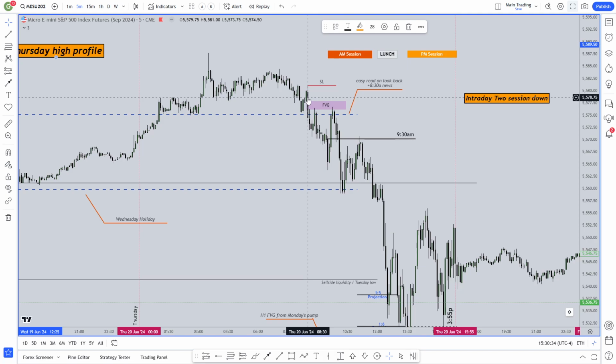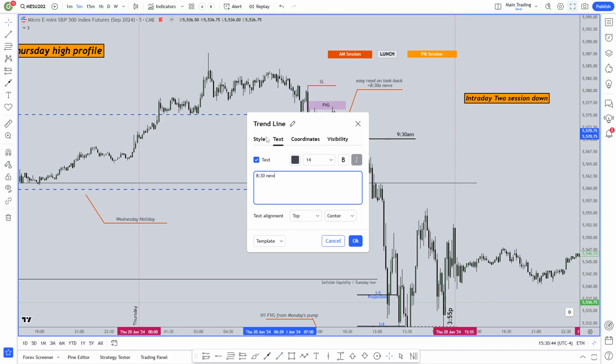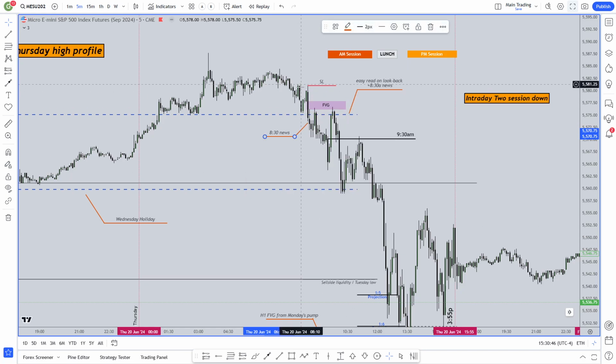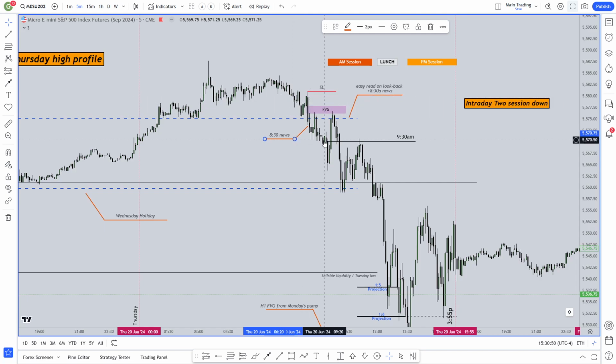So here's the 8:30 news event. The 8:30 news event drops below previous day's high. Once the 8:30 news event drops below the previous day's high, our framing is now looking for a Thursday high because we're coming back into the previous day's range.